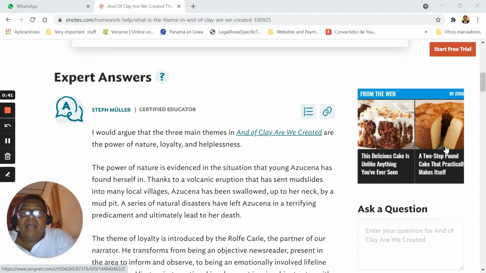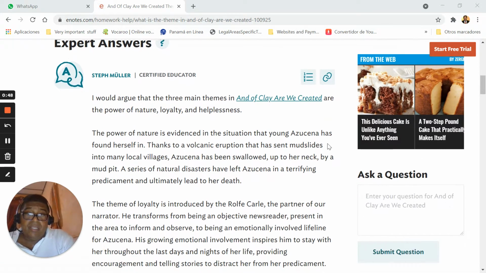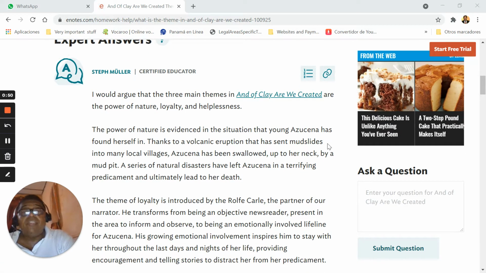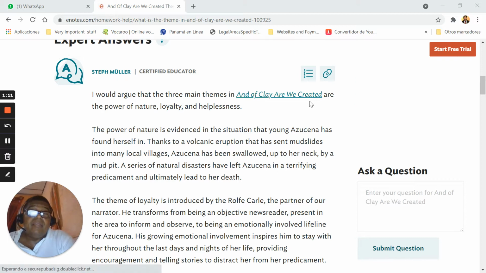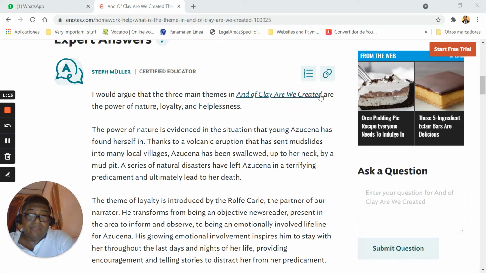Now, I would argue that the three main themes in "Of Clay We Are Created" are the power of nature, loyalty, and helplessness. The power of nature is evidenced in the situation that young Azucena has found herself in, thanks to a volcanic eruption that has sent mudslides into many local villages. Azucena has been swallowed up to her neck by a mud pit. A series of natural disasters have left Azucena in a terrifying predicament and ultimately led to her death.